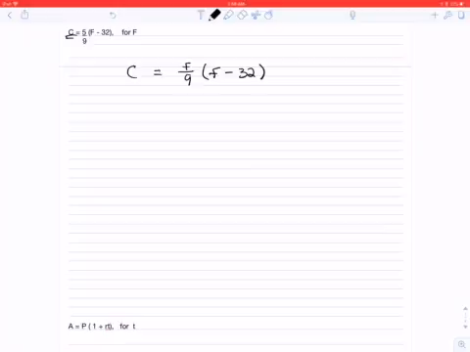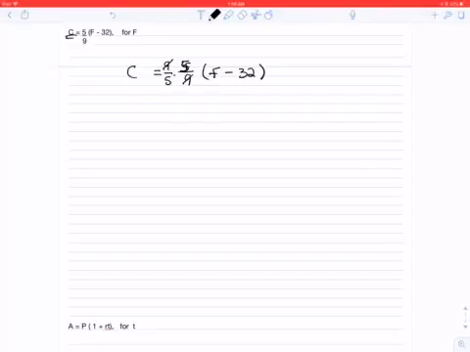This next formula converts Fahrenheit temperatures to Celsius temperatures. So the subject of this formula is the Celsius temperature. We want to change it to the Fahrenheit temperature. First thing we need to do is get rid of the fraction. This time I'm going to multiply by the reciprocal.